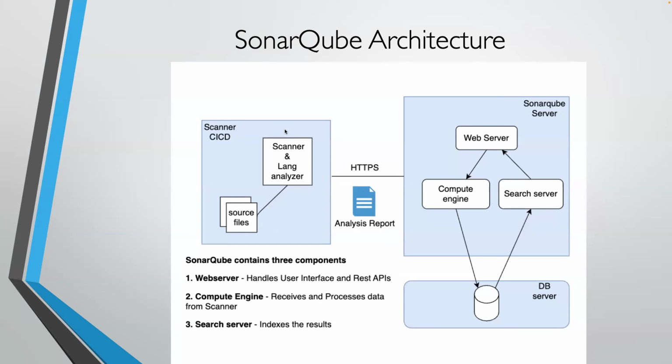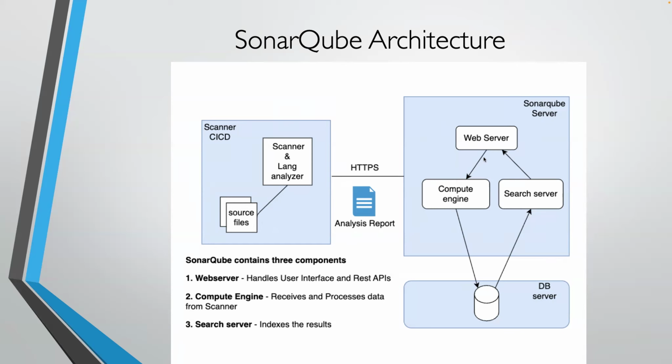So if you look at this diagram, you have a scanner which is going to scan your source code, and then it is going to identify bugs in the source code. And then you have your SonarQube server. Your SonarQube server has 3 major components. You have web server, which is going to handle your user interface, and it will also handle any kind of API calls.